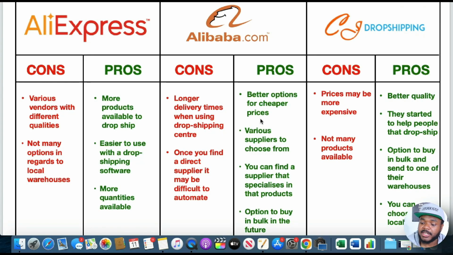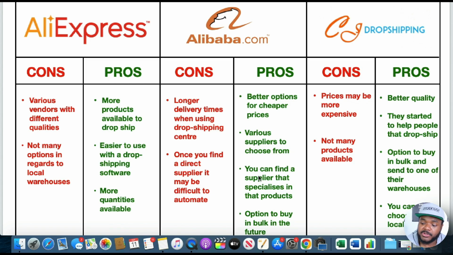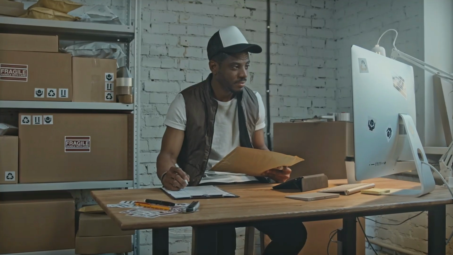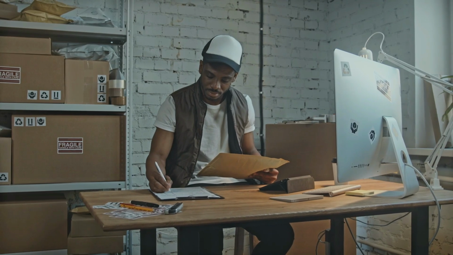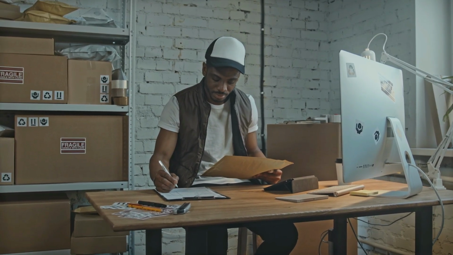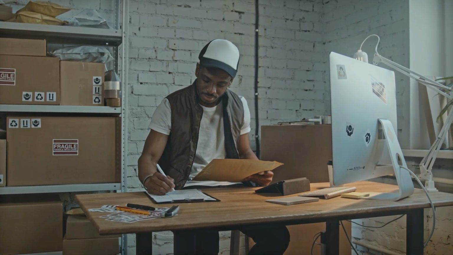Moving on to the next pro, which is that there's various different suppliers to choose from. Similar to AliExpress, Alibaba.com has a big database of different suppliers that you can use. One of the next pros is that you can find a supplier that specializes in the product that you're looking to sell. One of the best things about using Alibaba is that you're going to be able to find a supplier that actually focuses and has some sort of expertise on a particular product or category that you're looking to build your eBay dropshipping business around.